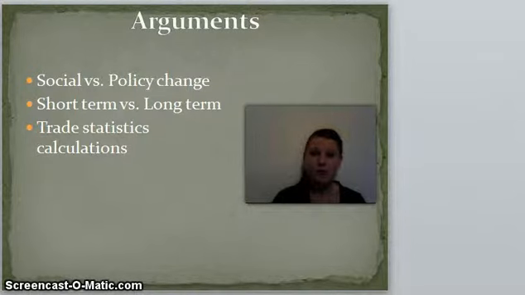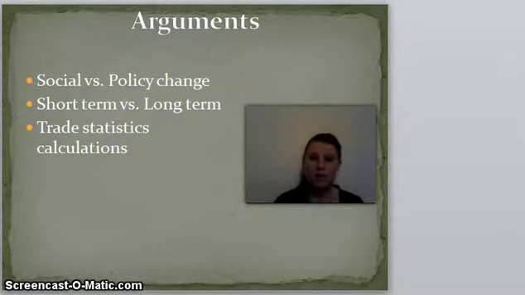There are many arguments as to how to fix this problem, the main one being social versus policy change. The arguments for social change are people at home need to make conscious decisions as to what they're purchasing, that they're local grown or American made. We also need to look into using more renewable resources and recycling. Policy change has a lot of arguments within it. A lot of people think we need to protect ourselves more, making our import and export laws stricter.